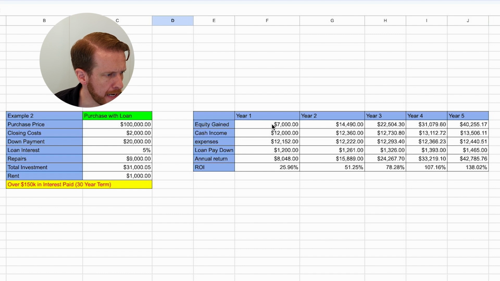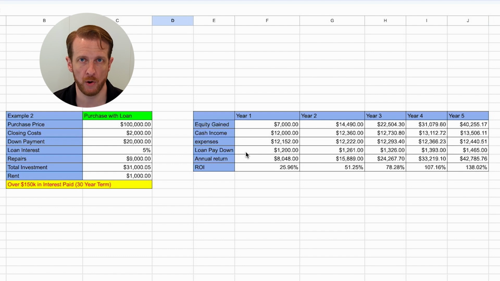Cool, so equity gained $7,000. Again, the equity is the same from one model to the other. That doesn't really change anything there. But when you look at some other things, like when we start looking at expenses, yeah, your expenses are much higher. And then you look at your loan pay down. This wasn't in the other example, right? Because there was no loan on there.